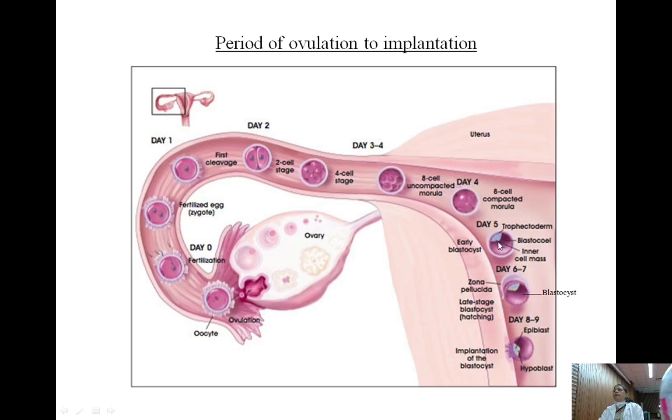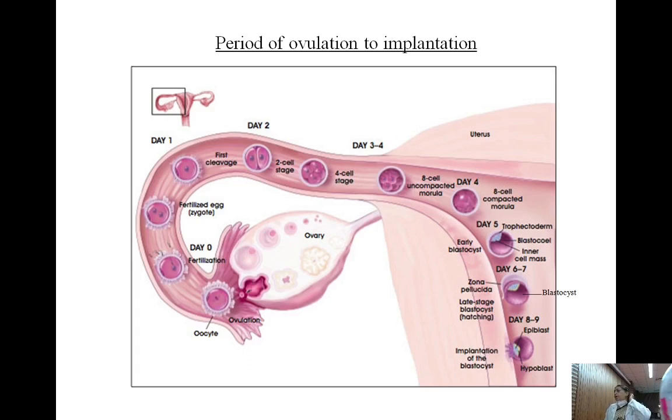Gradually there will be some changes, some fluid will appear, and the cells will be divided into the embryoblast and the trophoblast outside. There will be a cavity known as the blastocele, and the whole thing is known as the blastocyst. Now this blastocyst is implanted at about the 8th through 9th day after ovulation. It will be implanted by proliferation of the trophoblast, and these trophoblastic cells soon proliferate.